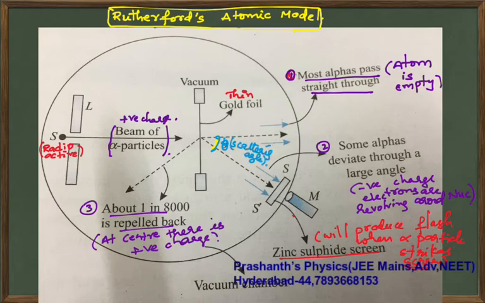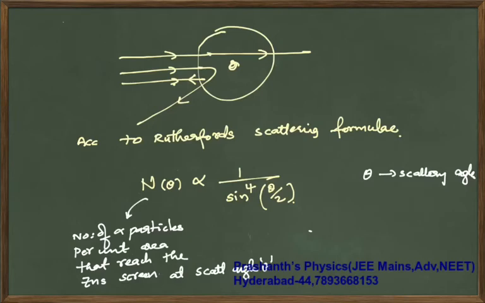Now it's not that only one alpha particle will strike the zinc sulfide screen. Many alpha particles could strike the zinc sulfide screen. So he gave an important relation, Rutherford's scattering formula. This is one area from where a question could come.